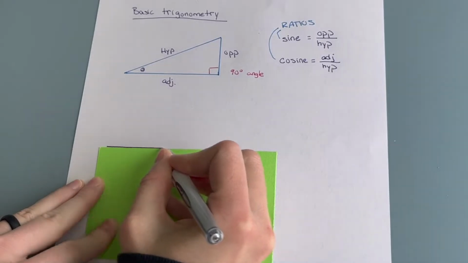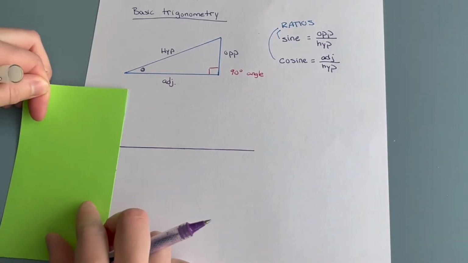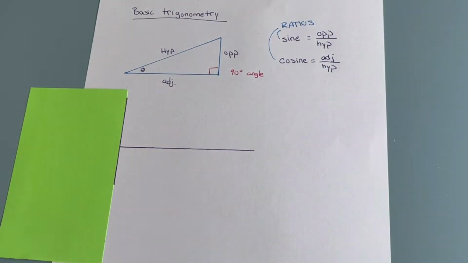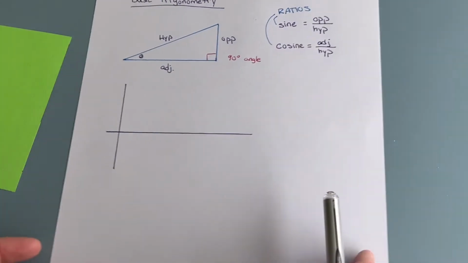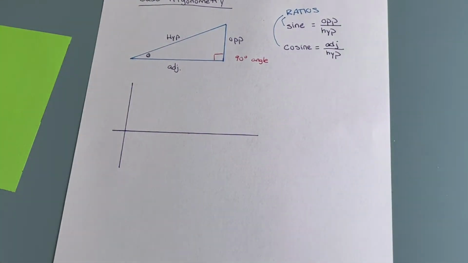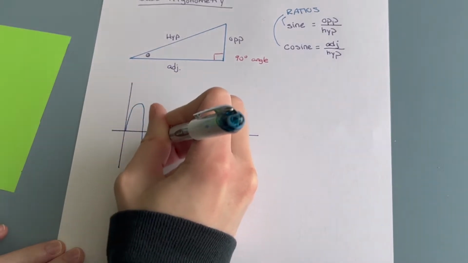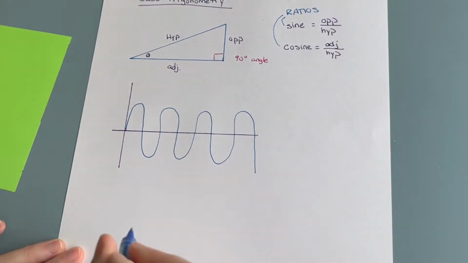And when we start to get into more advanced math, we can see that these ratios oscillate back and forth between 1 and -1 and give us this nice wave pattern. And we're going to use this wave pattern to design our look today.